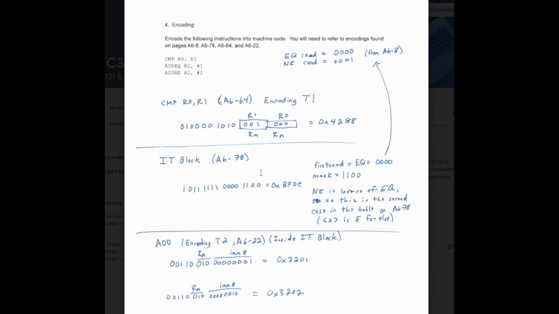So the first instruction that we've got to encode is the CMP R0, R1. Luckily, that's a pretty easy one. We're just looking at A6-64, which is the encoding for CMP. And if we look at encoding T1, that has the two registers that have to be 3 bits, so we can actually only encode up to R7 in these two registers.